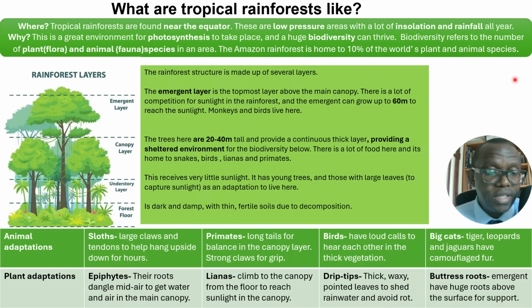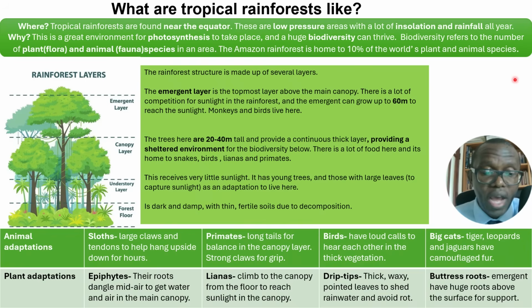Now, as far as the plant adaptations are concerned, we have the epiphytes. The epiphytes have roots that dangle mid-air, and they do this so that they can get water and air in the main canopy. Then we have lianas, and lianas are climbing plants. These climb to the canopy layer from the floor to reach the sunlight in that particular layer.